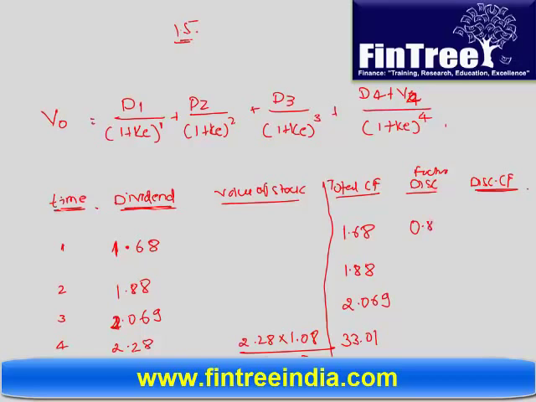0.8620. Then equal to again 0.7431. Equal to 0.6406. Equal to 0.5522. And then multiply these and then find out the total. That's the value of the stock.